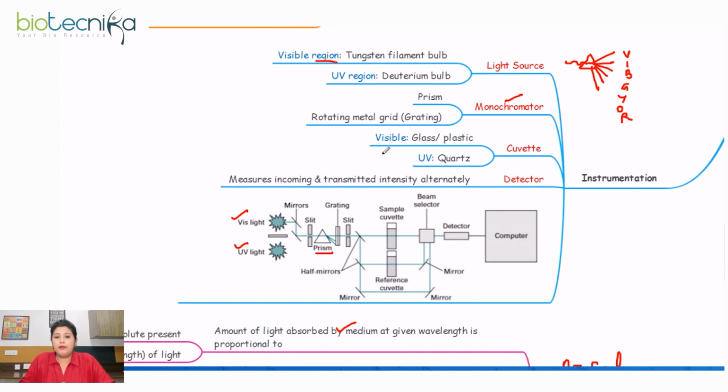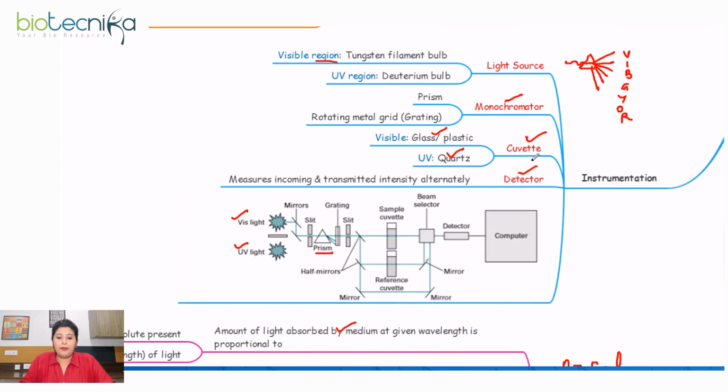And then basically the cuvette. So always remember the cuvette is where you place your sample, right? It can be a DNA, protein, or RNA. So for visible light, glass or plastic cuvette can be used, and for UV, quartz cuvette can be used. And the detectors are the ones which will actually measure the incoming and transmitted intensity.